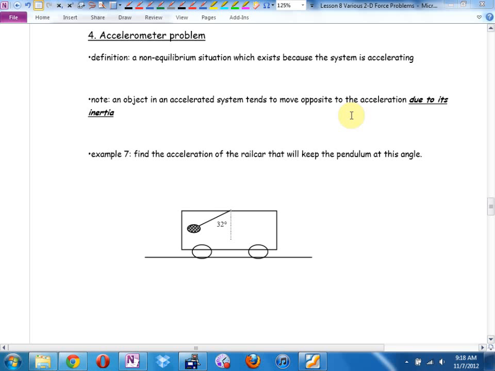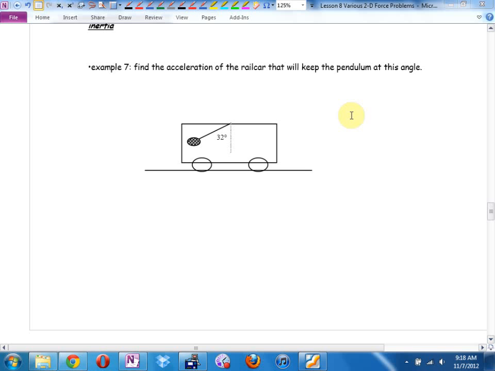So example 7 says, find the acceleration of the rail car that will keep the pendulum at this angle.